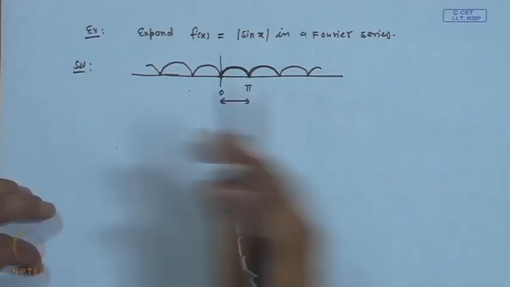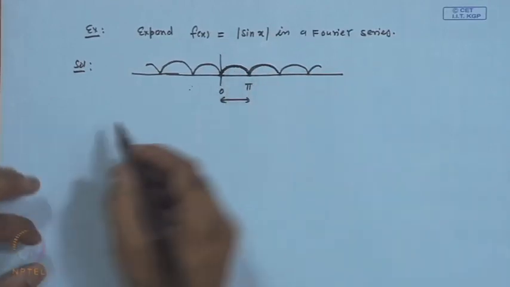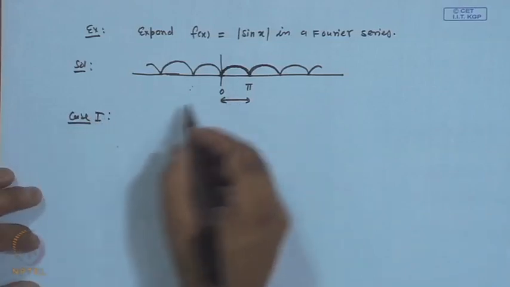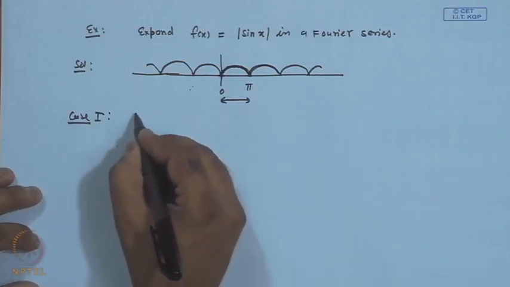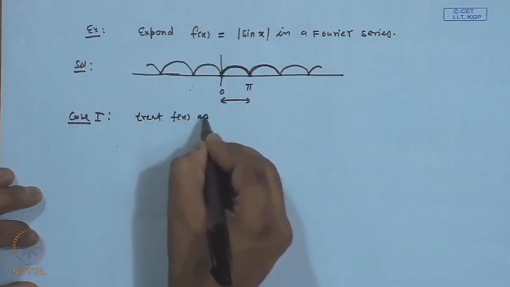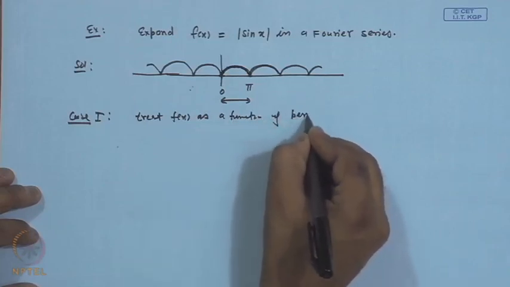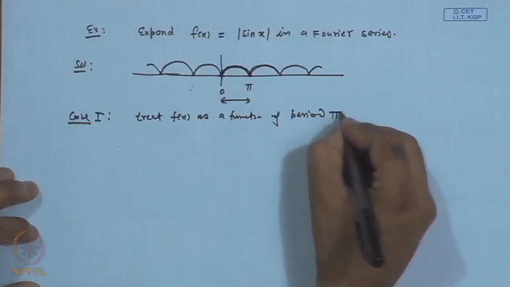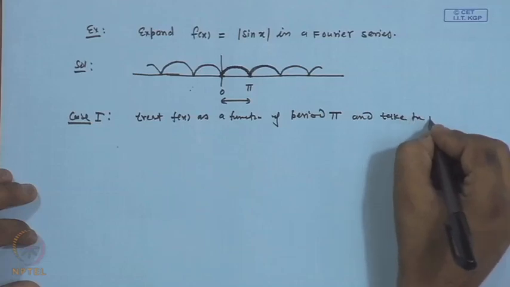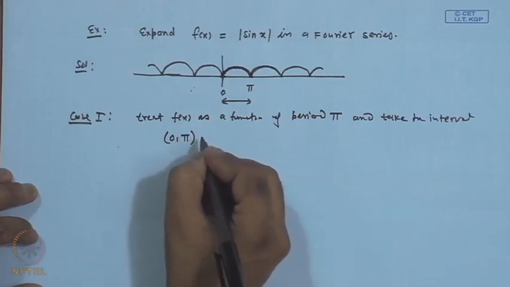We will consider these two possibilities, and definitely we will get the same series at the end. To make it clearer, let us continue with case 1. That means we treat f x as a function of period pi, and we work in the interval 0 to pi.